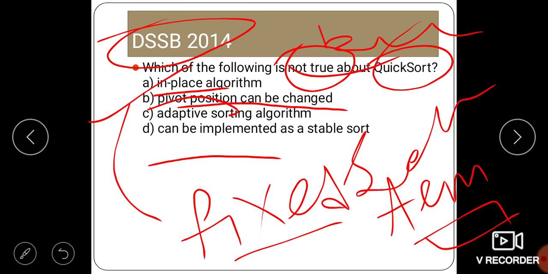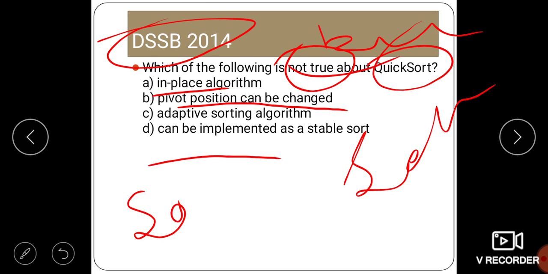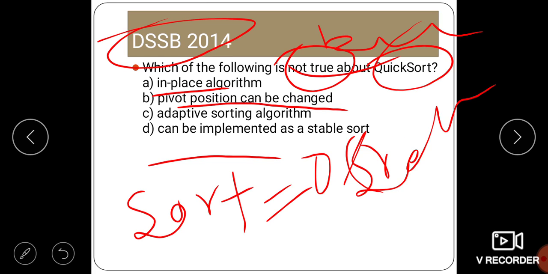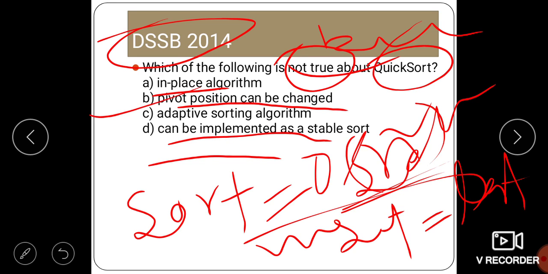And this is adaptive sorting. Adaptive means, in quick sort, if the input is in sorted order, it takes O(n²) time complexity, that is the worst case. But if it is unsorted, it takes less time. For this reason, it is adaptive in nature. It can be implemented as a stable sort, it is also a stable sort.